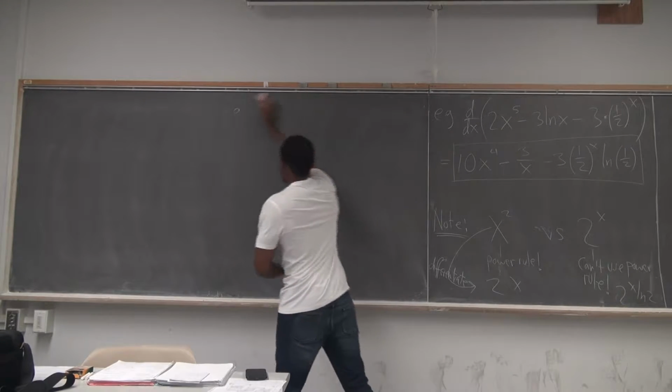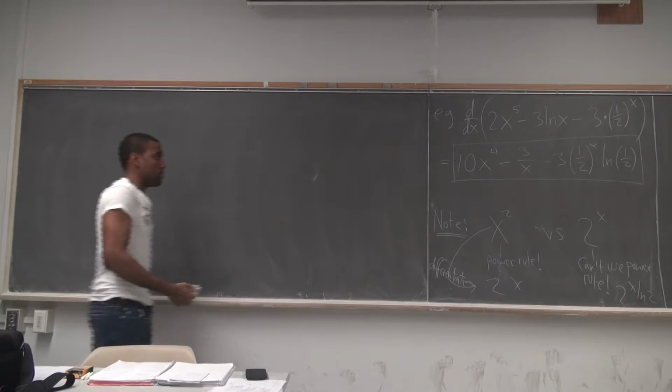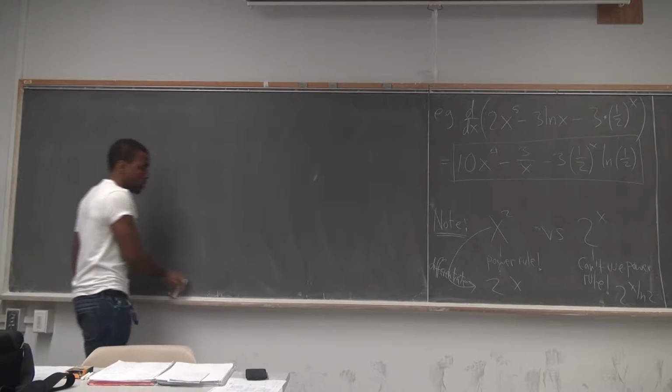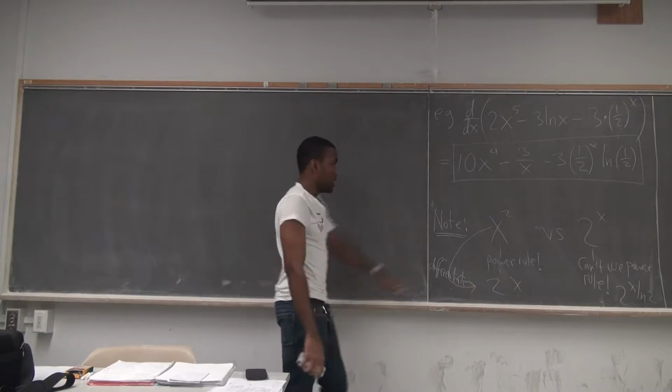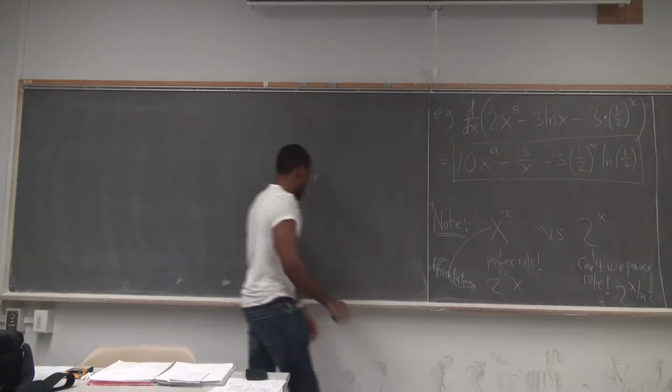So just because you see something to a power, don't think, oh, power rule. It's not always a power rule. It depends greatly on the form and the kind of function you're using. This power rule works with polynomials. This is an exponential, two very different kinds of functions.